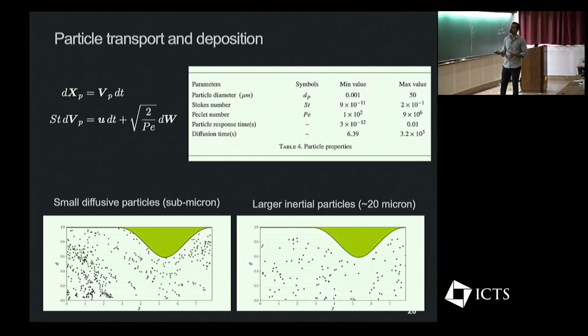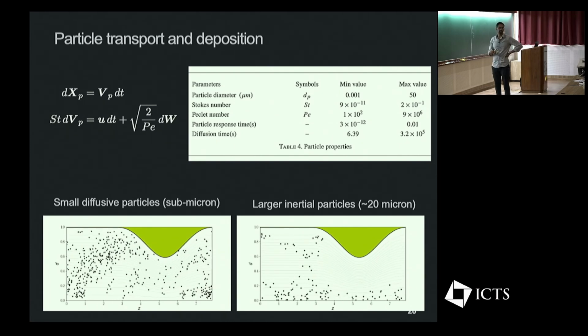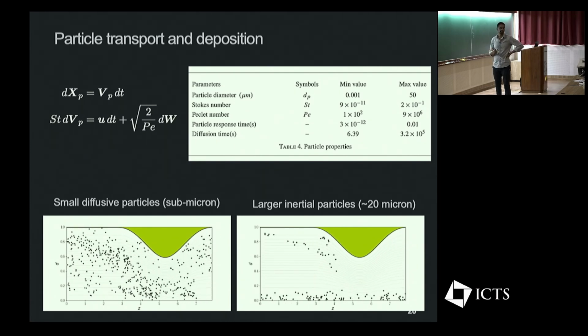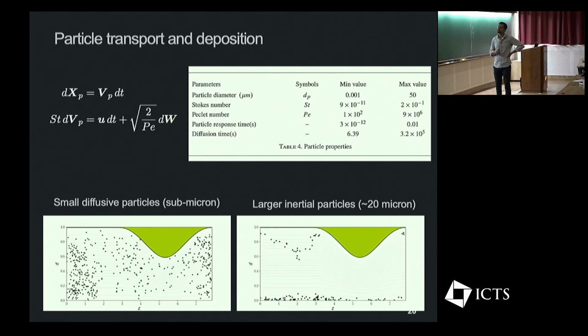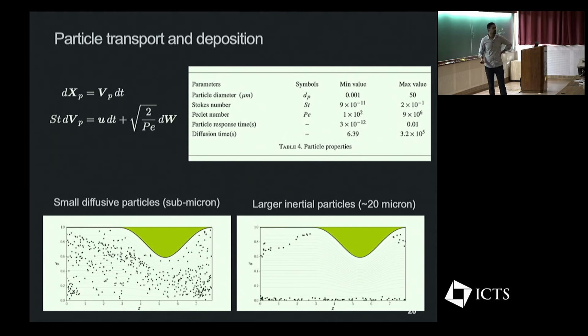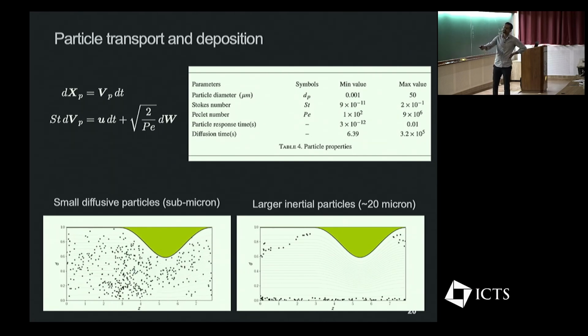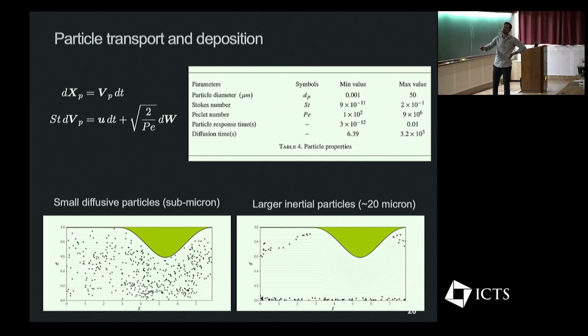So the heart of the message is in these two movies. The left one is a diffusive case, small particles, and the right are bigger ones which have inertia. And you can see the big particles get centrifuged out to the core, but you have some of them in a sort of dead zone at the bottom. Whereas the small particles more or less follow the flow, but they have some Brownian motion that will cause them to keep trapping at the wall.